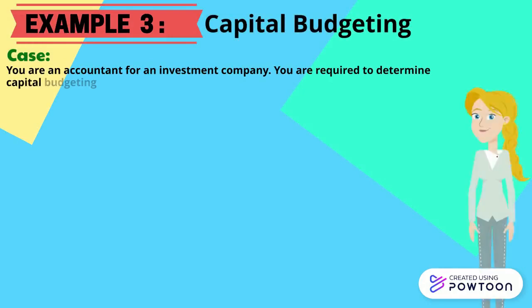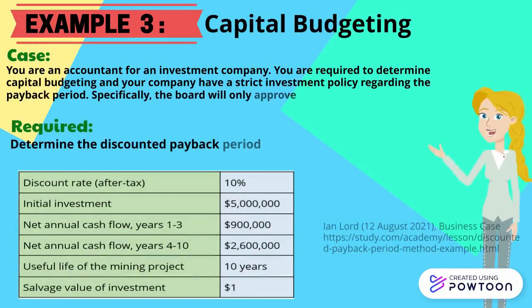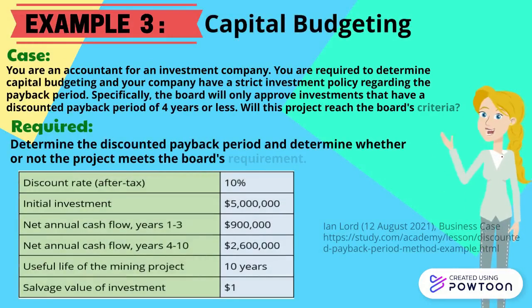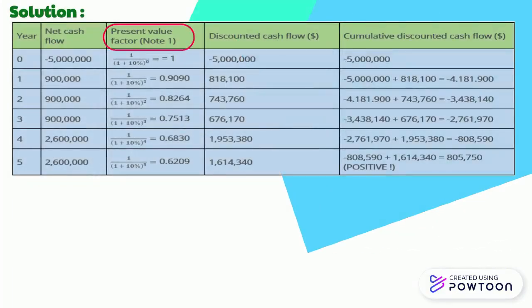For the last example, which is capital budgeting, this question asks to determine the discounted payback periods for capital budgeting and whether the project will have a discounted payback period of 4 years or less. To solve this, first we can calculate the present value factor. After that, we can obtain the discounted cash flow by substituting net cash flow with the present value factor. Lastly, compute the cumulative discounted cash flow.